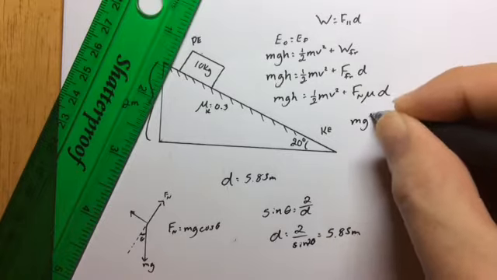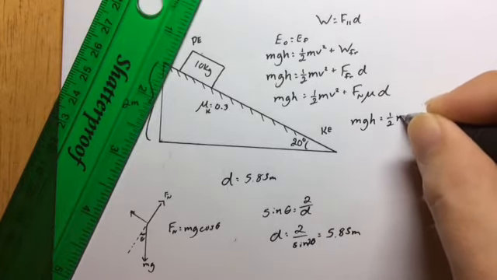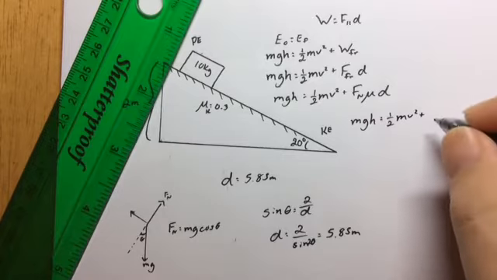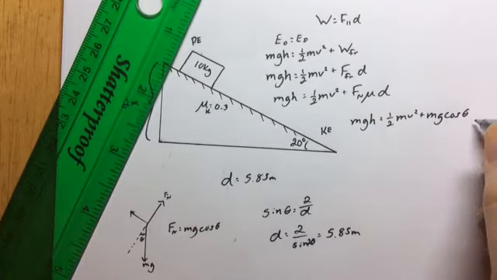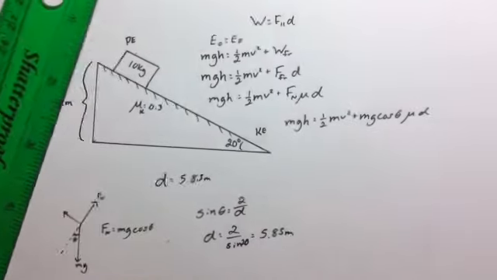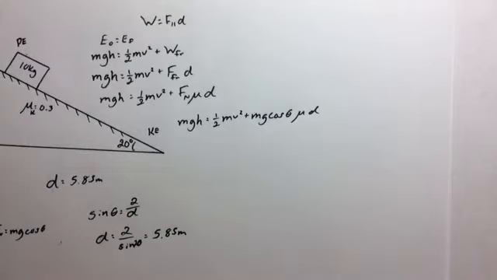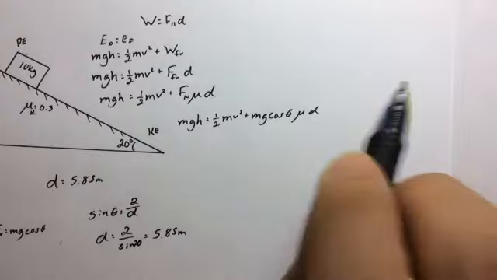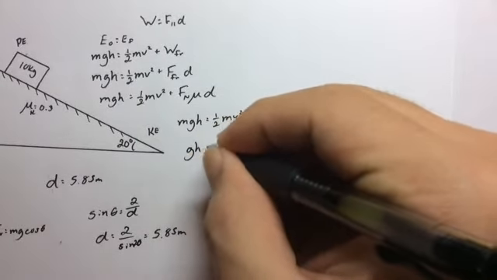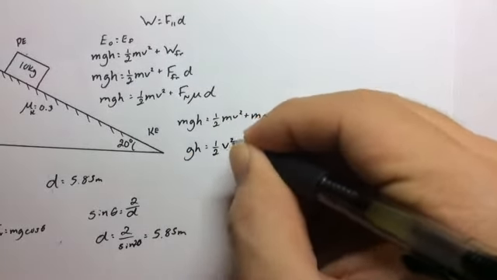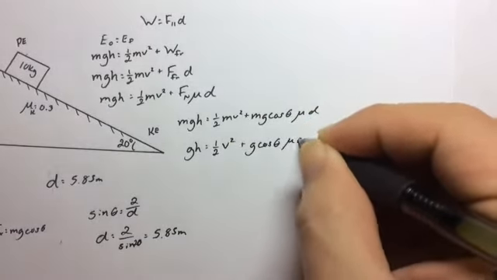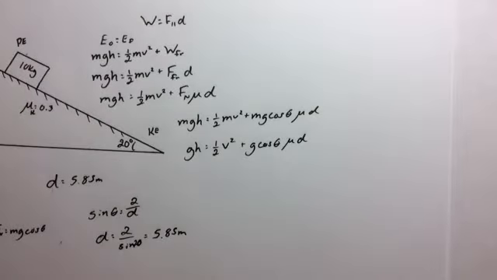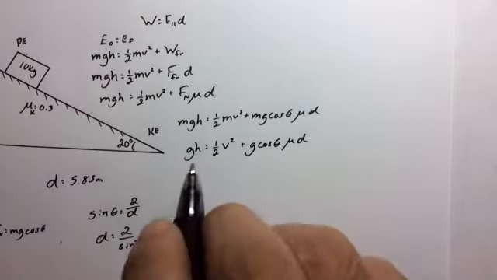It's turning into something. mgh is equal to 1/2 mv squared plus normal force, mg cosine of theta, times mu times d. That's my equation now. Turns out we didn't even need mass, did we? So cancel out mass. gh is equal to 1/2 v squared plus g cosine theta mu d, and we want v, right? So we'll keep on moving this around.